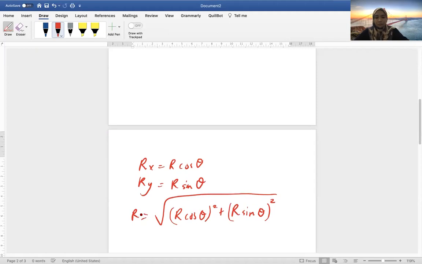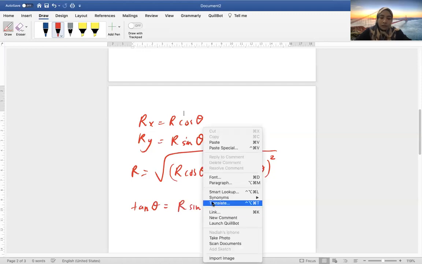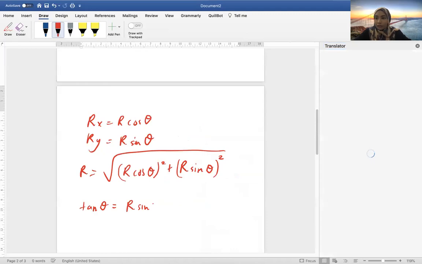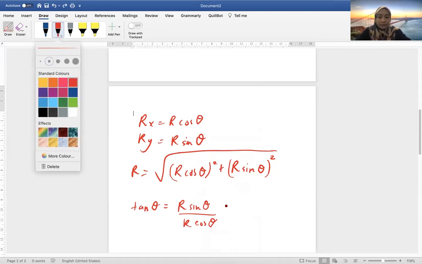And then your angle, same thing, tangent theta is equal to r sine theta over r cosine theta, whatever the value is, it doesn't matter. But later the r will cancel. But you have to put the values in. Okay, let me write that properly.